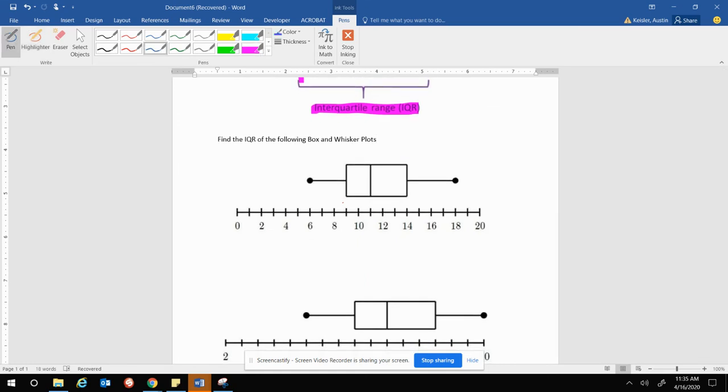Before I do that, our word of the day is rabbit. Another animal that has whiskers, since we're talking about box and whisker plots.